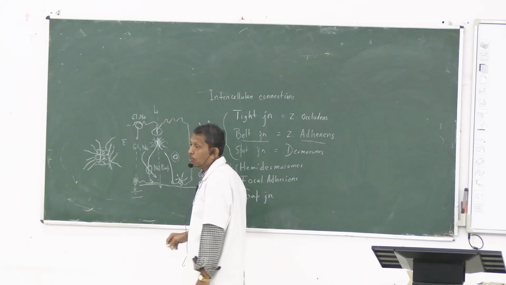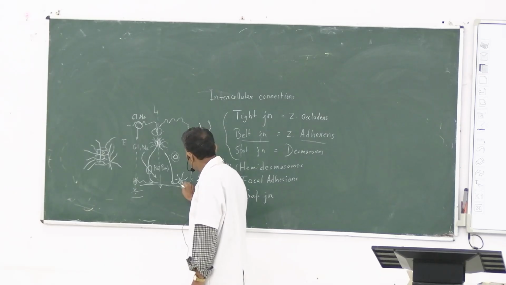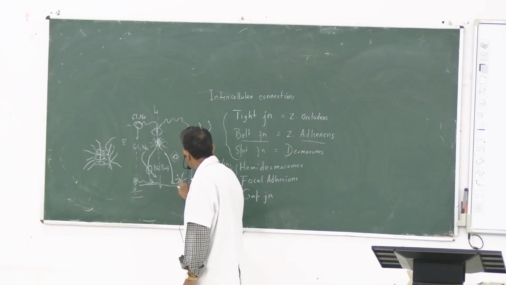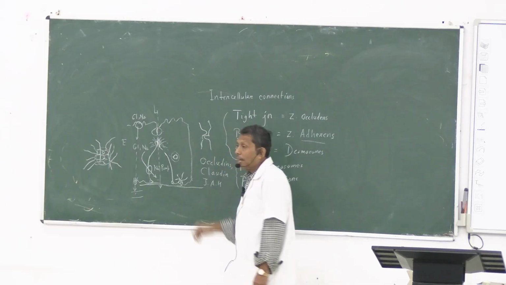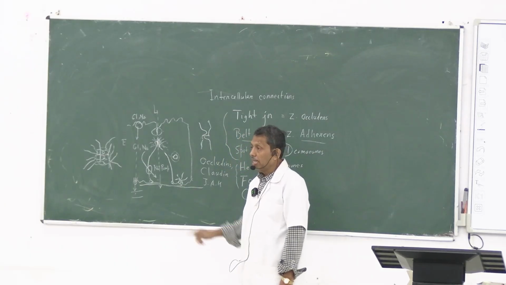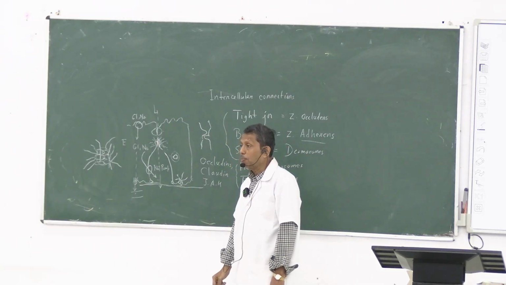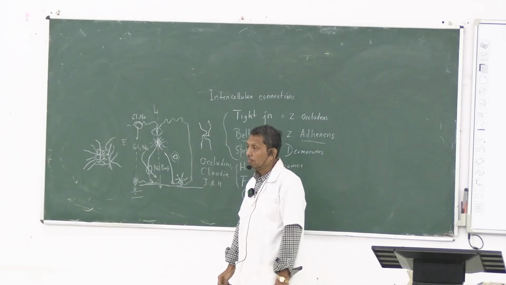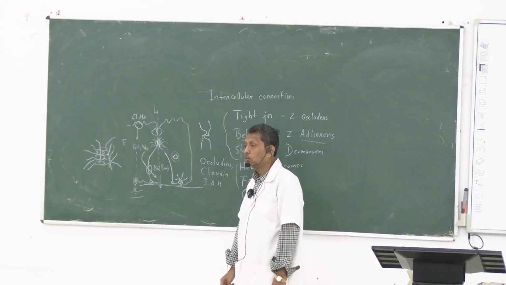It is called hemidesmosomes. It is connected with some filament-like structures, proteins in the basement membrane. They have different names, I cannot remember in detail. It is called hemidesmosomes, half desmosomes.